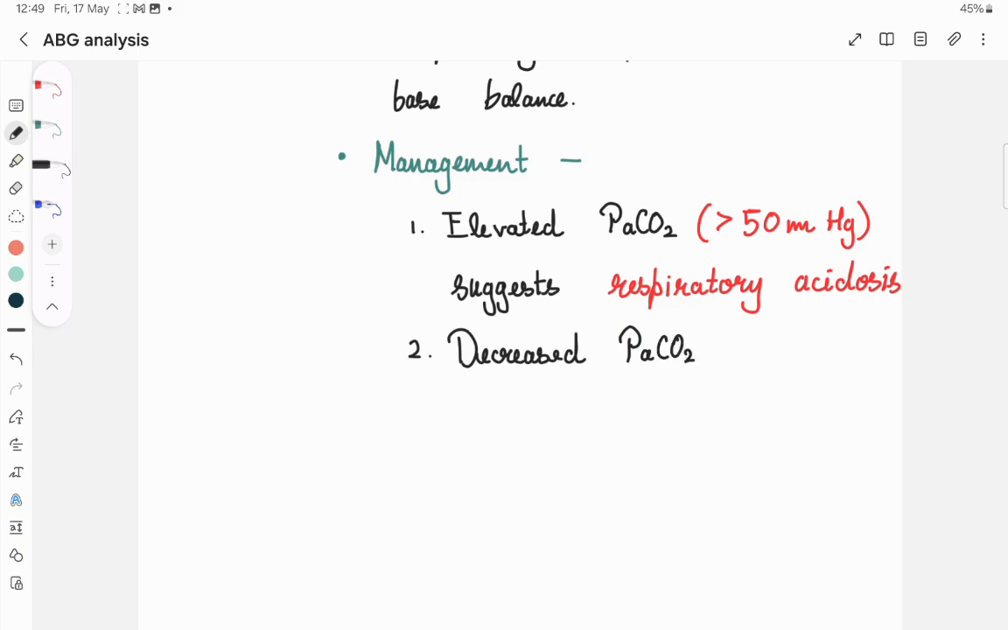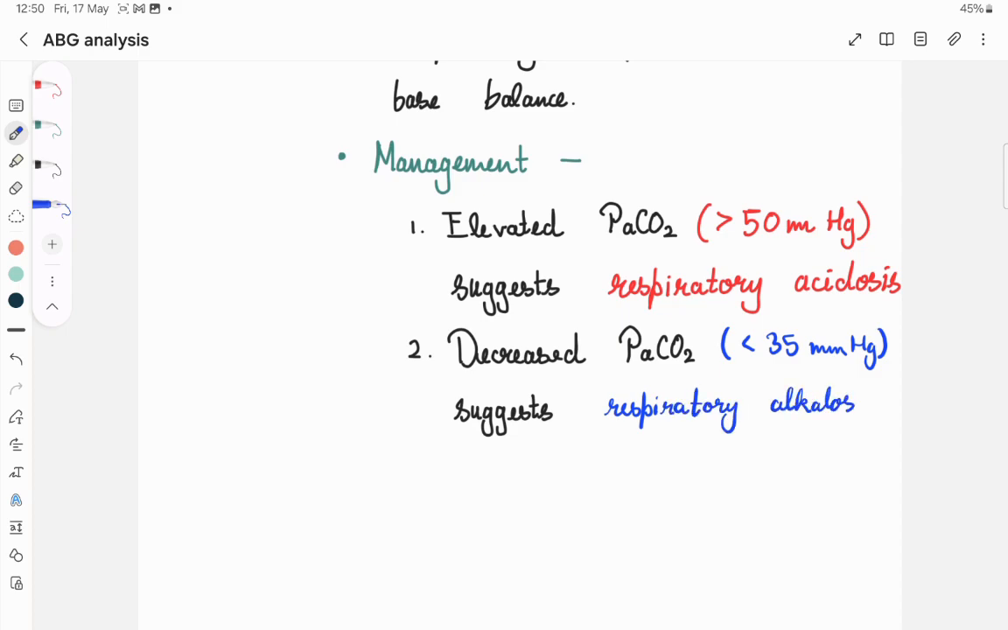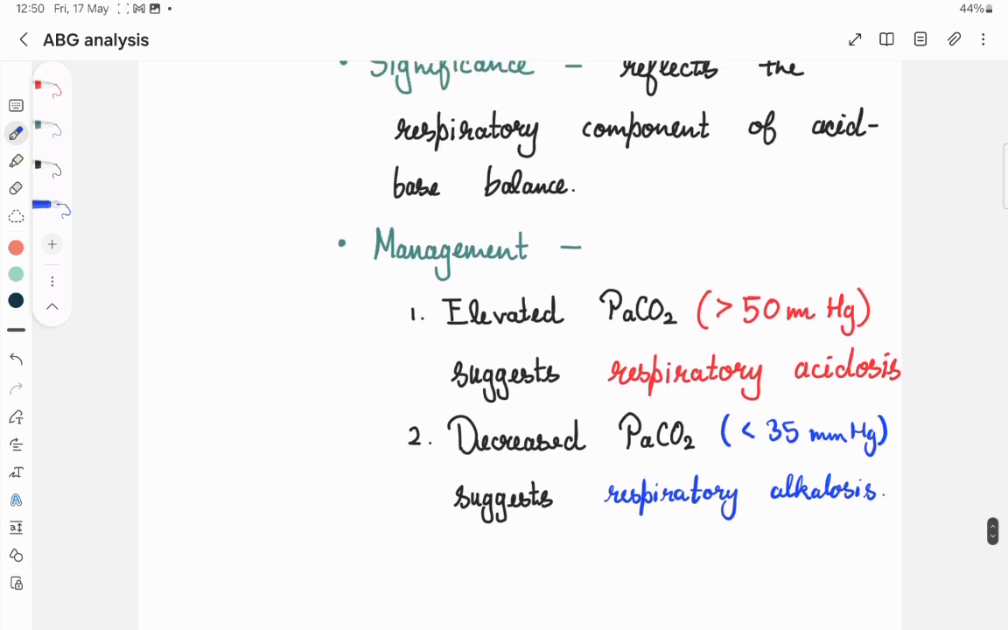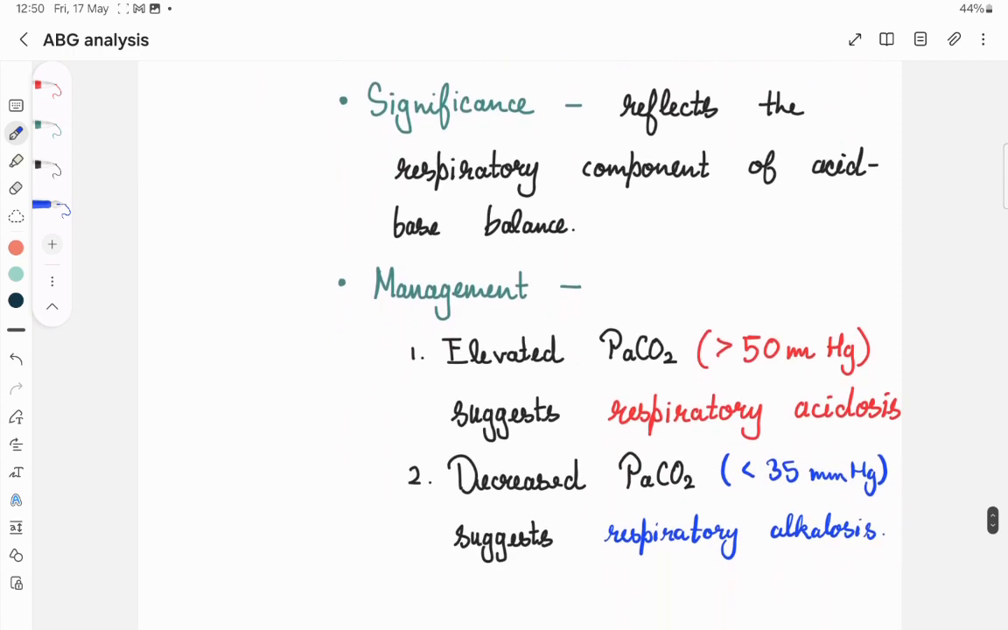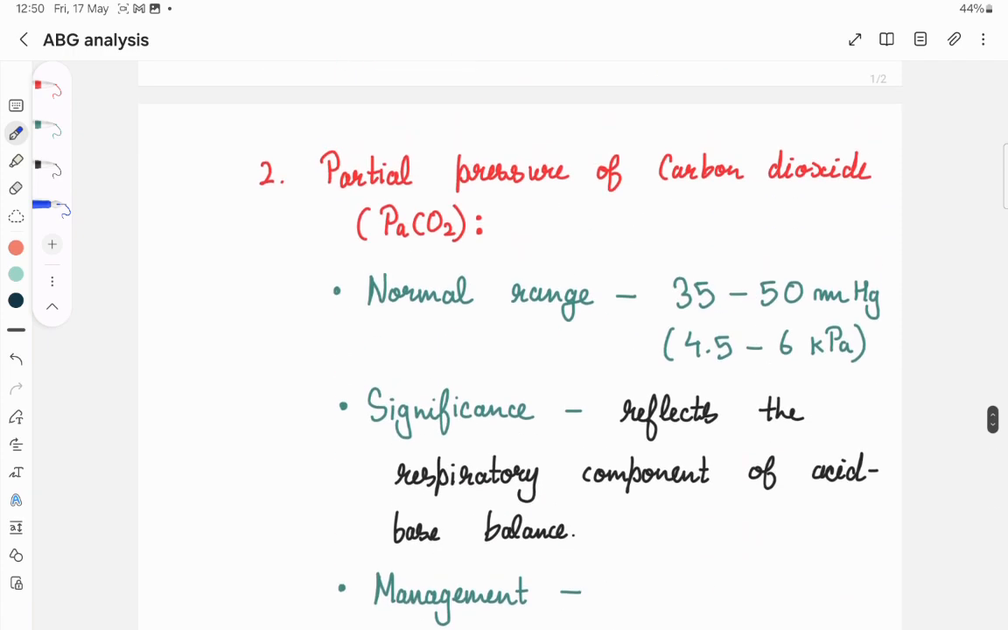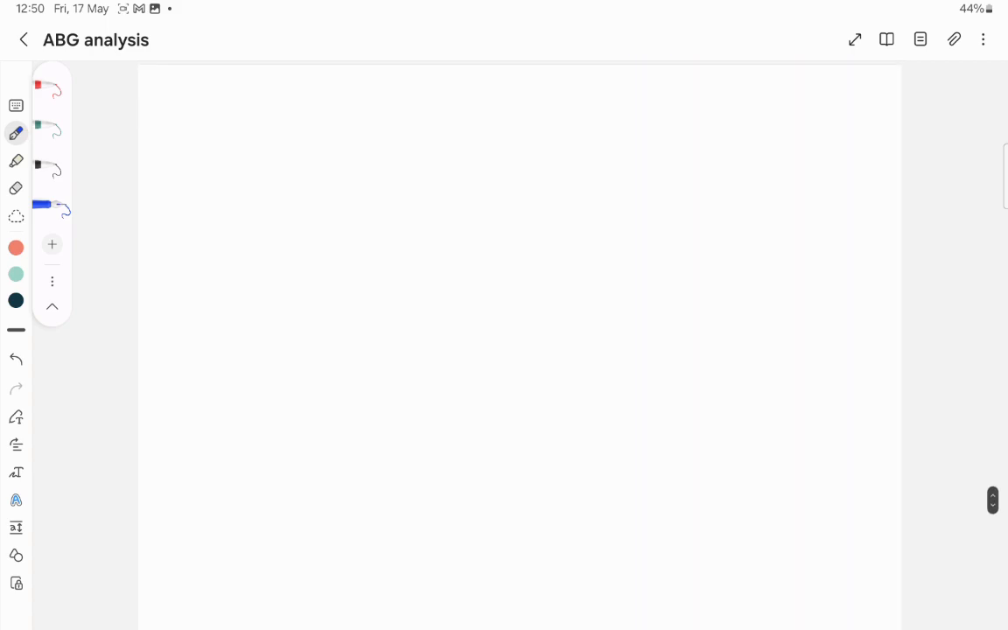And decreased PaCO2, what is decreased PaCO2? Decreased PaCO2 is when the partial pressure of carbon dioxide is less than 35 mmHg. And what does decreased PaCO2 suggest? Absolutely right, respiratory alkalosis. So elevated PaCO2, respiratory acidosis. Remember, carbon dioxide is acidic. And decreased PaCO2 represents respiratory alkalosis. So ready for the next component.